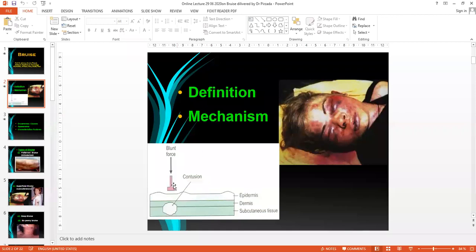What is the mechanism regarding the bruise? Very simple. In this case, there are only compression forces applied. You see in this picture, the skin is composed of three layers: epidermis, dermis, and subcutaneous tissue. The bruise produced depends upon the layer of skin involved, because when we discuss the classification of bruise, it depends on which layer of skin is involved and where the collection of blood took place.